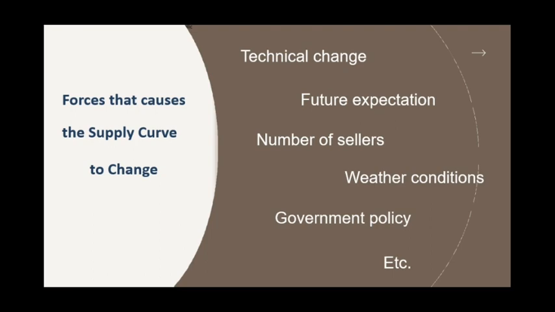And so these shifters, technical change, future expectations, number of sellers, weather conditions, government policy, and so on, are forces that cause the supply curve to change. That's a shift to the left or right. For example, a new technology would allow producers to produce a particular product at lower cost, so they would be willing to produce and sell more. This would shift the supply curve to the right because the quantity of that particular product supplied would be greater at each given price. Now, let's proceed to market equilibrium.